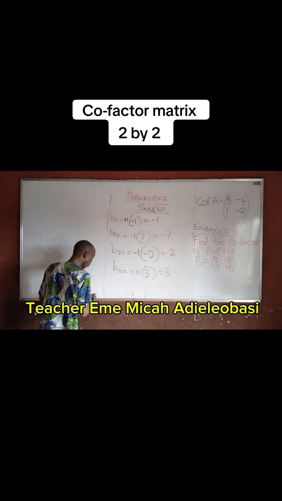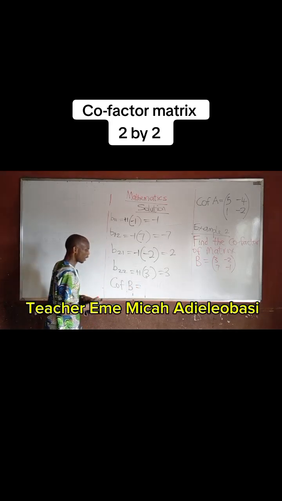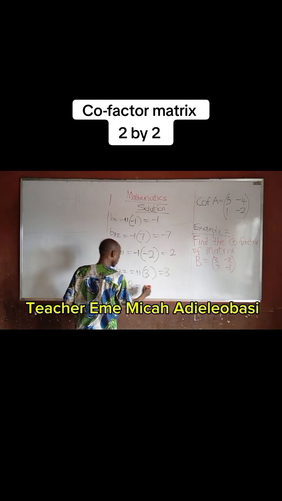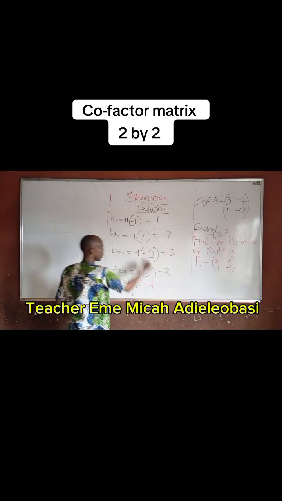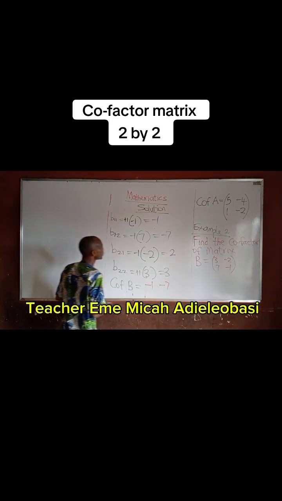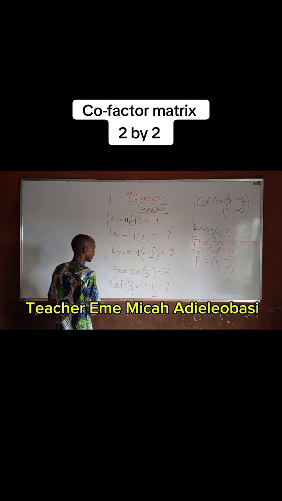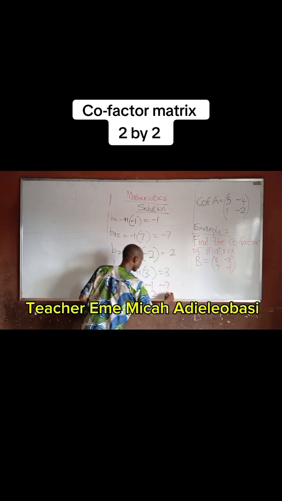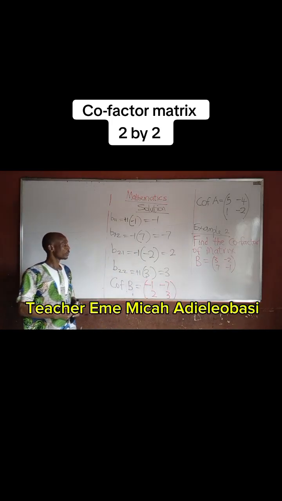And this will now give us our cofactor B. That becomes what? Now let's look at that. Our B11 is minus 1. B12 is minus 7. B21 is 2. And B22 is 3. This becomes the answer.